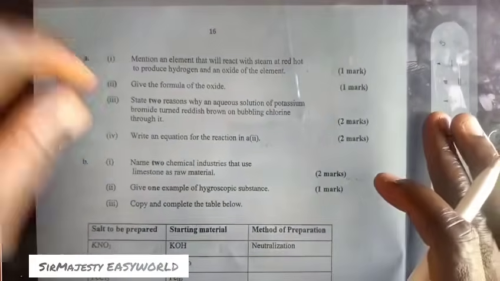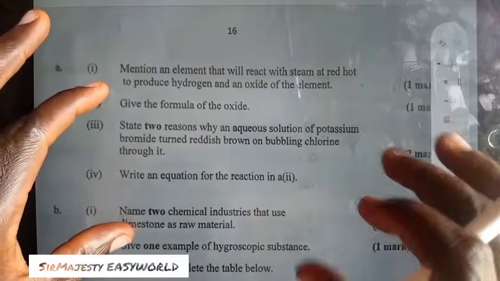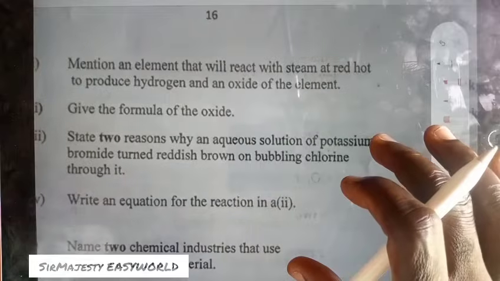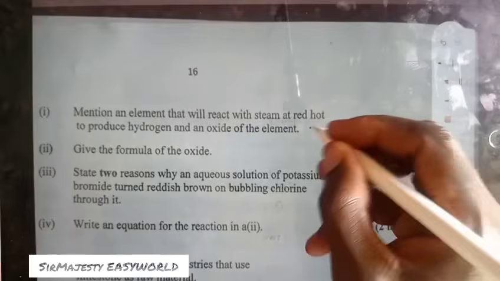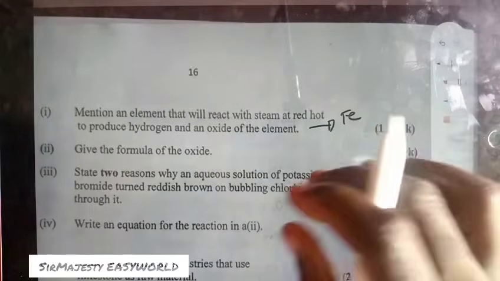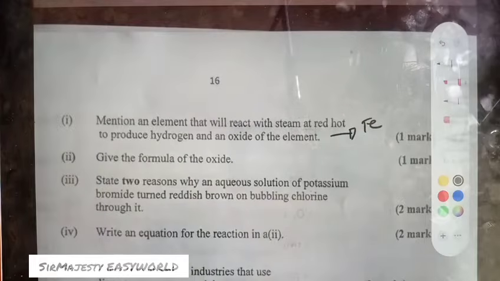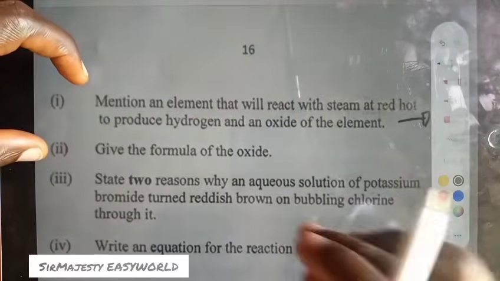We come to question number 3. Number 3 says, mention an element that will react with steam at red hot to produce hydrogen and an oxide of the element. You write iron. Simple. The answer to this is Fe. No long story in chemistry. Remember, answers to chemistry theories are shorter than them. If you see anyone demanding a first class sheet in chemistry, you're writing, sorry to say, nonsense. Then they say give the formula of the oxide.